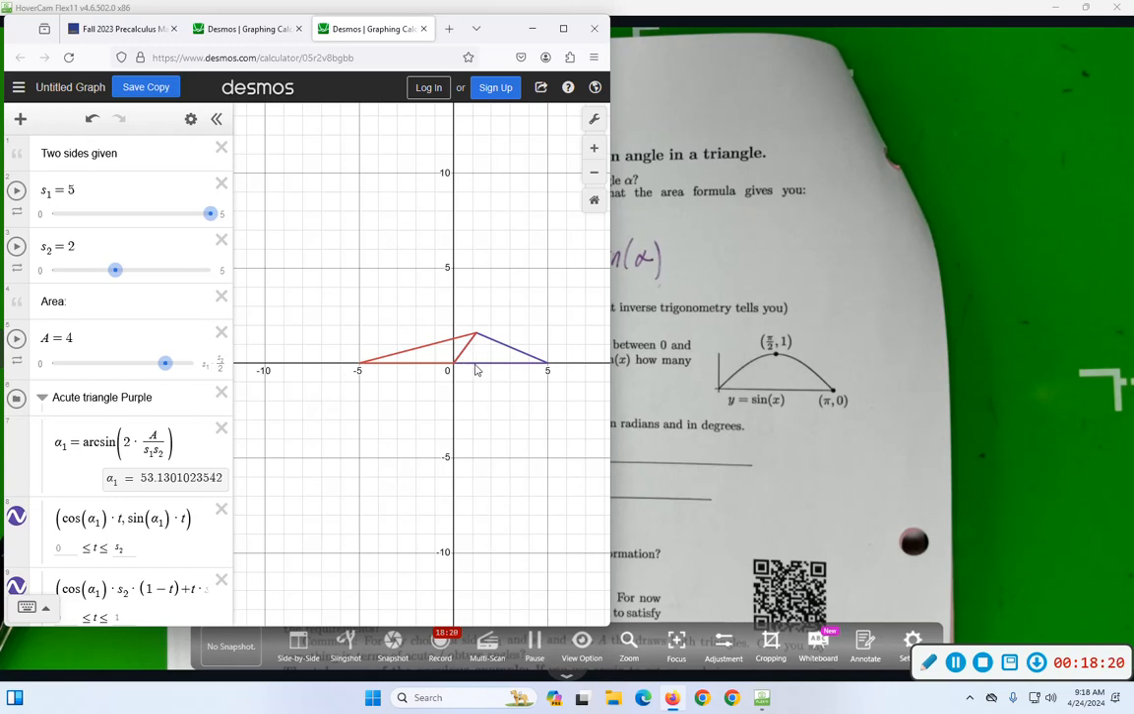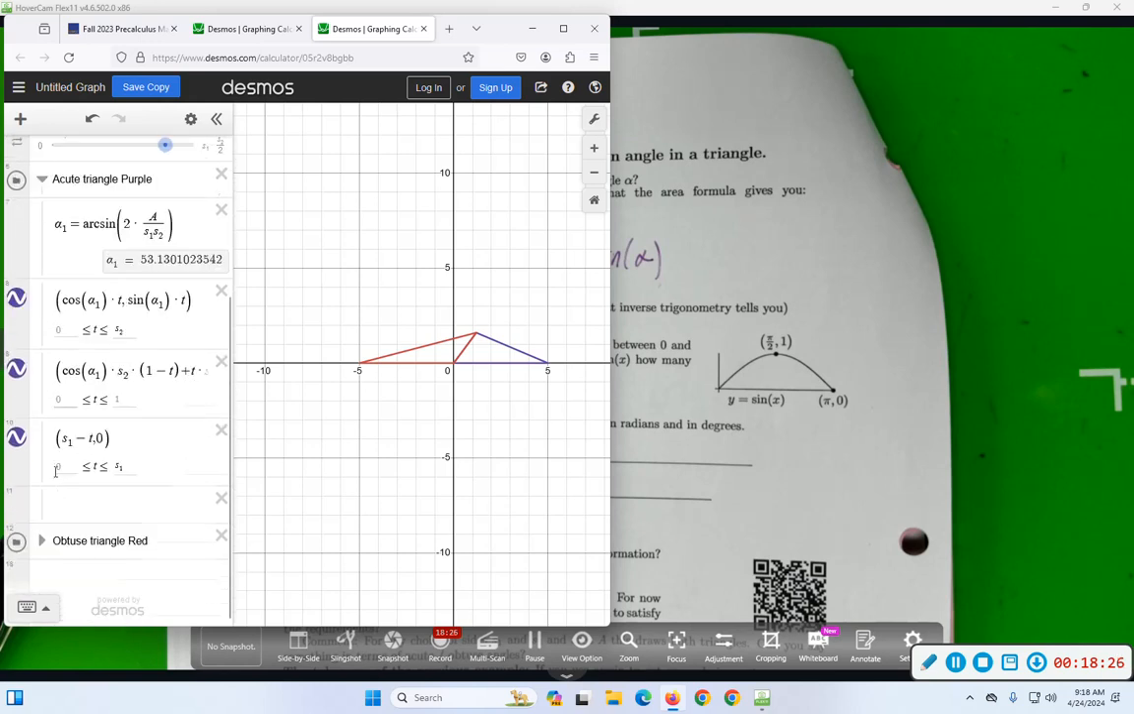And let's just pay attention to the angle around that origin point. So in the purple triangle, what can you tell me about the angle at this origin? Is it acute or obtuse? Acute. Let's draw the other triangle.